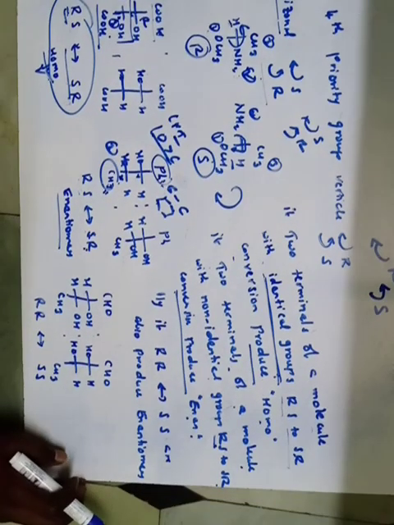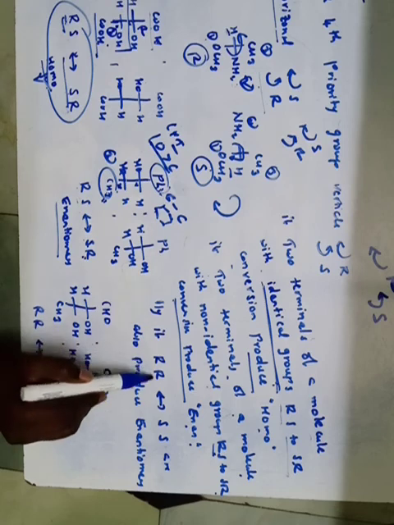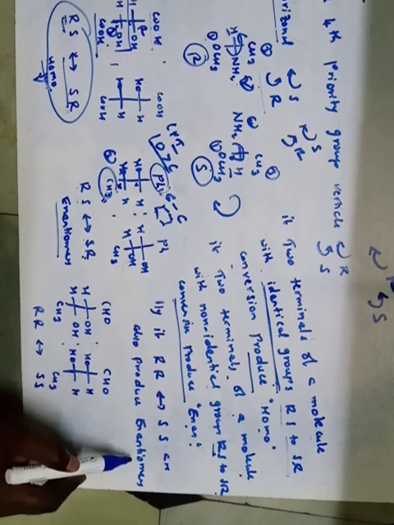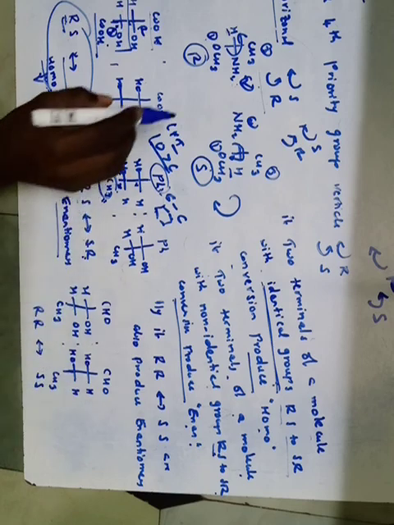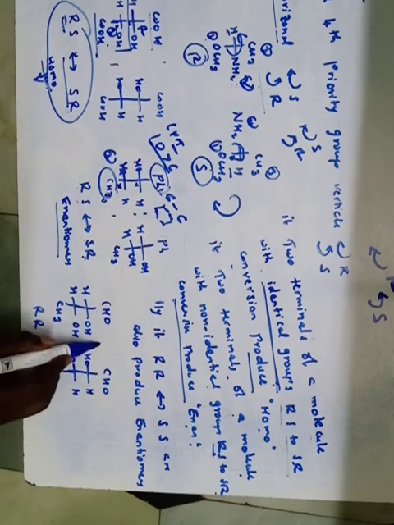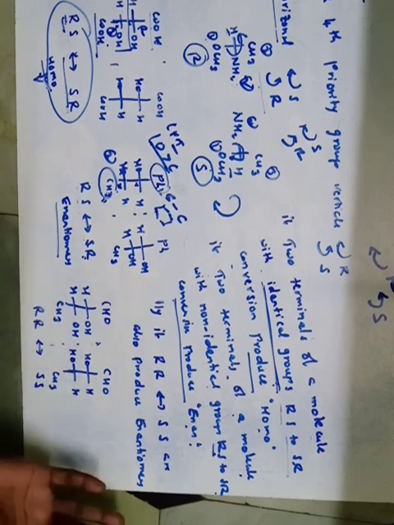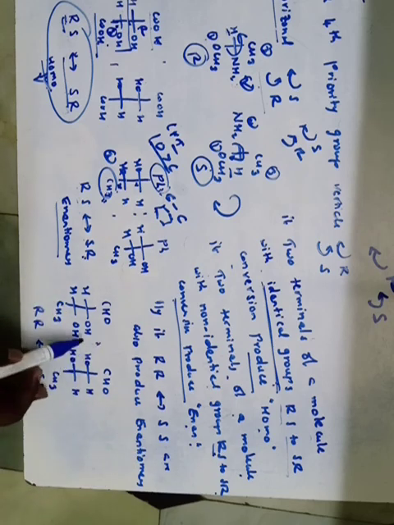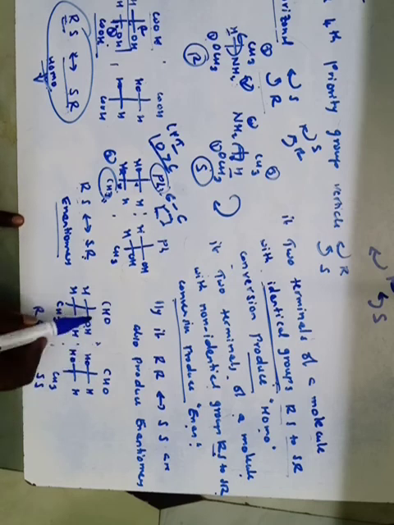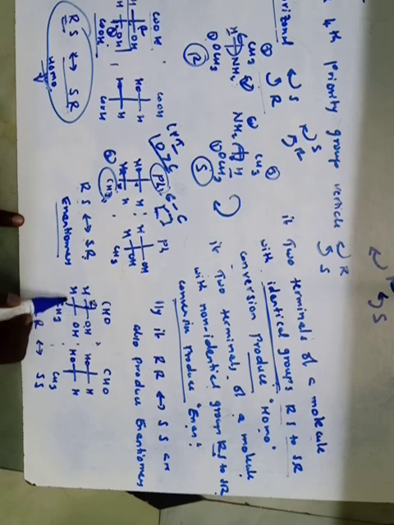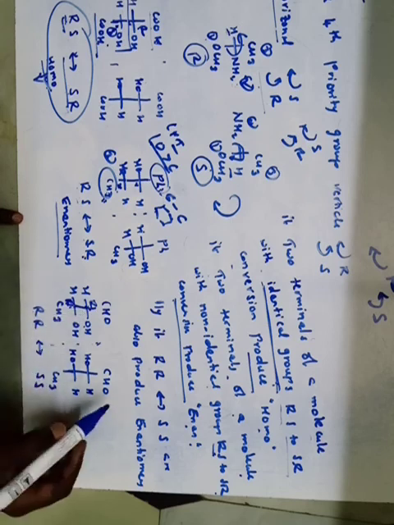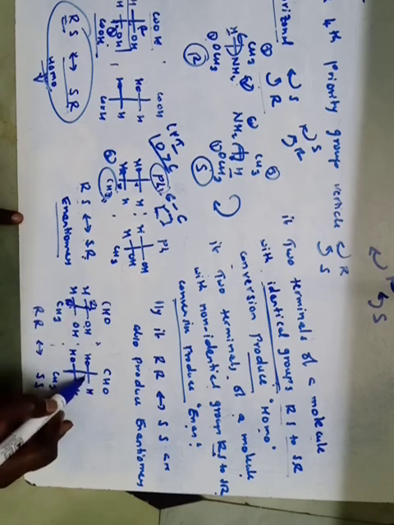And similarly, RR to SS also produces enantiomers. Here see, these two are, what is meant by enantiomers? Non-superimposable mirror images are known as enantiomers. See here, they are non-superimposable and have mirror images. So this carbon will give R configuration, and this carbon also will give R configuration. If you want, check it. And this carbon will give S configuration, and this carbon will also give S configuration.